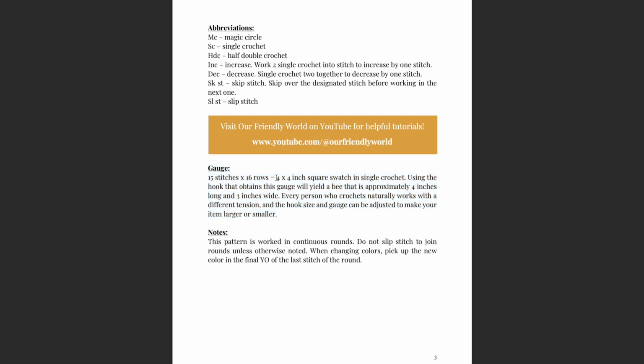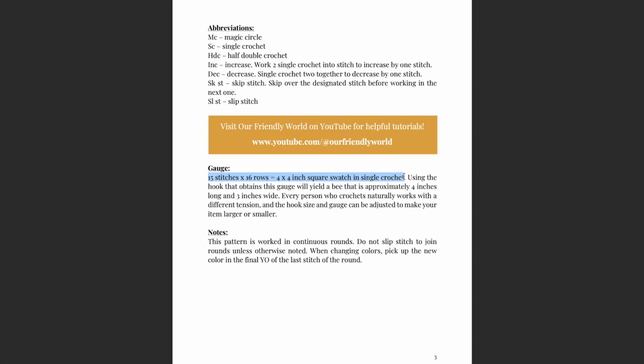But for this specific pattern, to test out if you are going to make it the same size as the original design, in a 4 by 4 inch square of single crochet stitches, you should have 15 stitches and 16 rows. So that just explains to you how to read what that gauge means. And I know right now that that might not be important for the pattern you're making, or you might not fully understand what that even means, but that's okay.